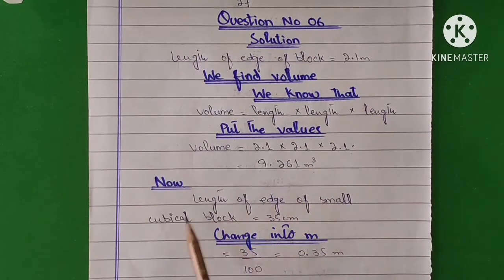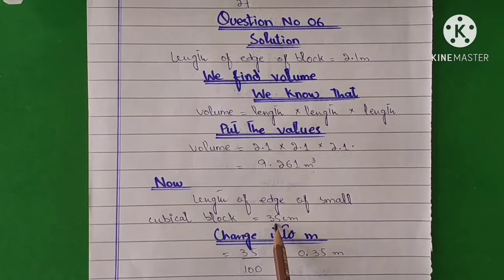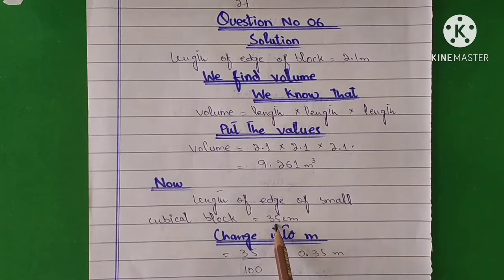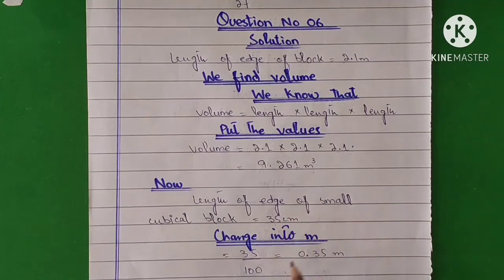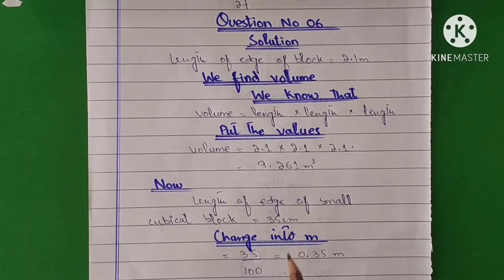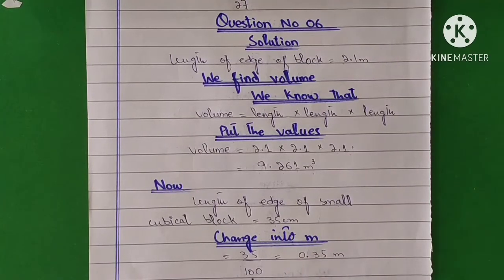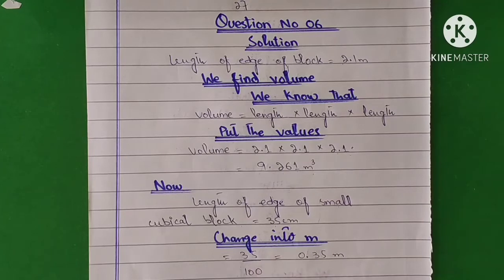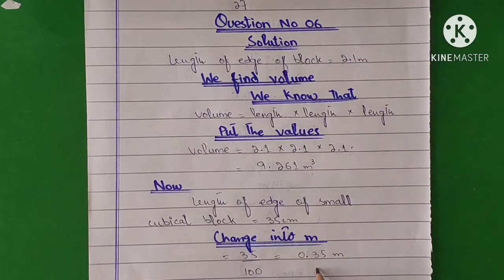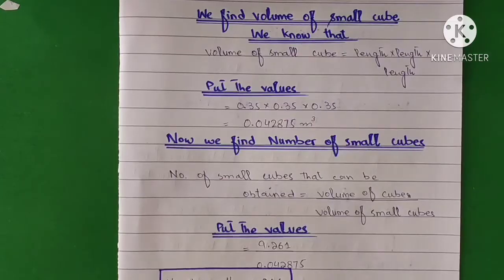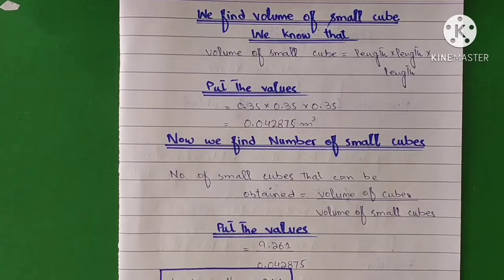Now, length of edge of small cubical block is equal to 35 centimeter. It is also given in the question. Now, we will change this centimeter into meter. To change centimeter into meter, we will divide this value by 100. So, 35 over 100 is equal to 0.35 meter. Okay students, after changing into meter, we get 0.35 meter.